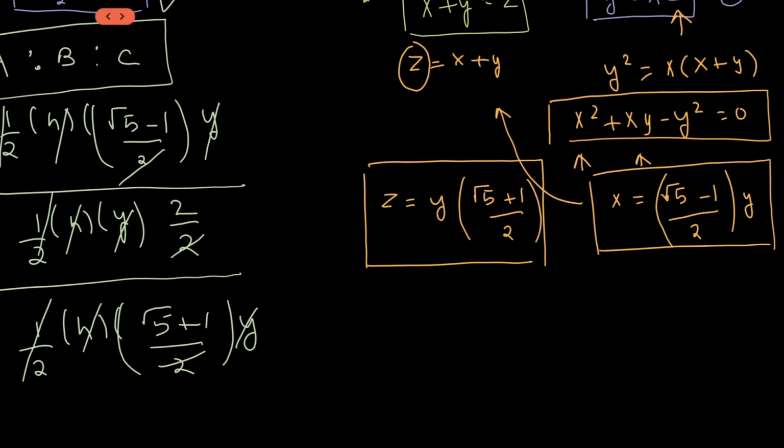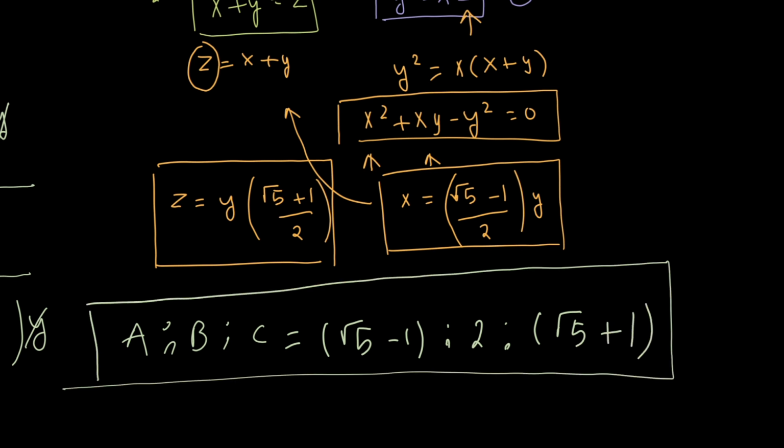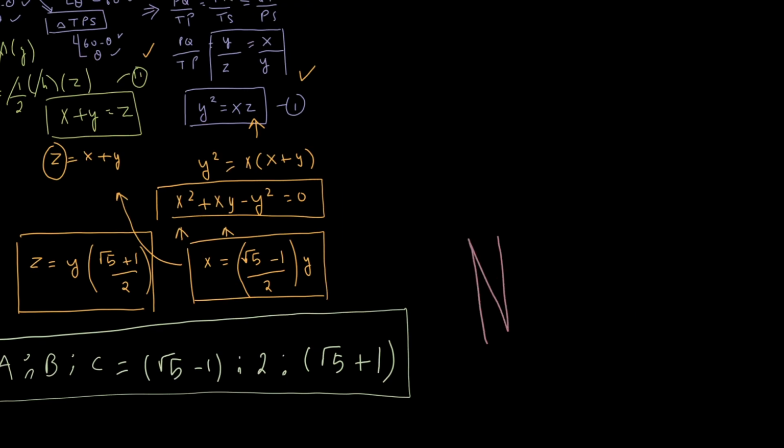So what we finally get is A is to B is to C equals square root of 5 minus 1 is to 2 is to square root of 5 plus 1. And that's the answer that we were looking for. So this is my way to solve this particular question.